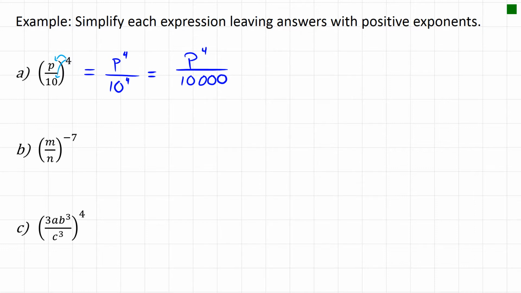The next one, well, we want to simplify this and have positive exponents. So the first thing I'm going to do is flip, because this exponent's negative, I'm going to flip the fraction. So this would be n over m to the power of positive 7. And now I can apply that power in to each part of the fraction. So that's n to the 7 over m to the 7.